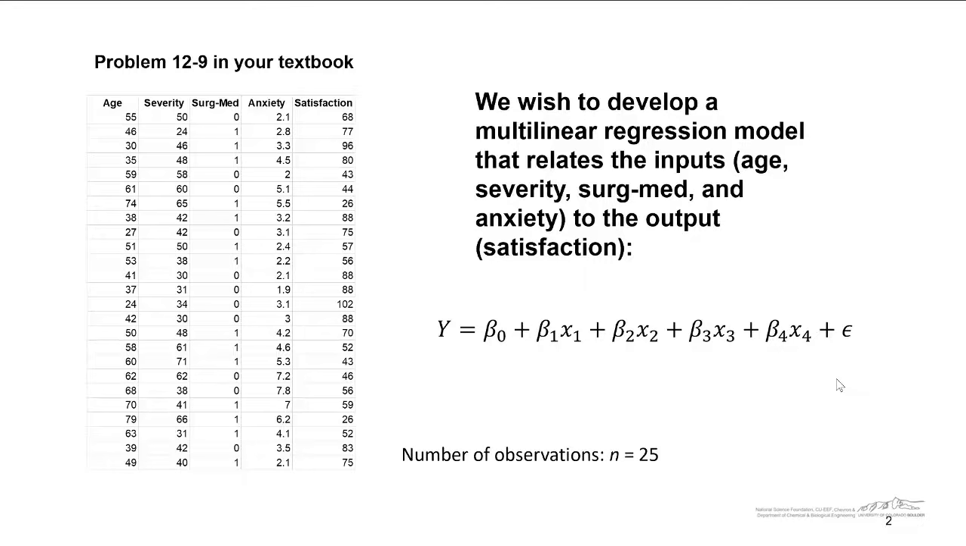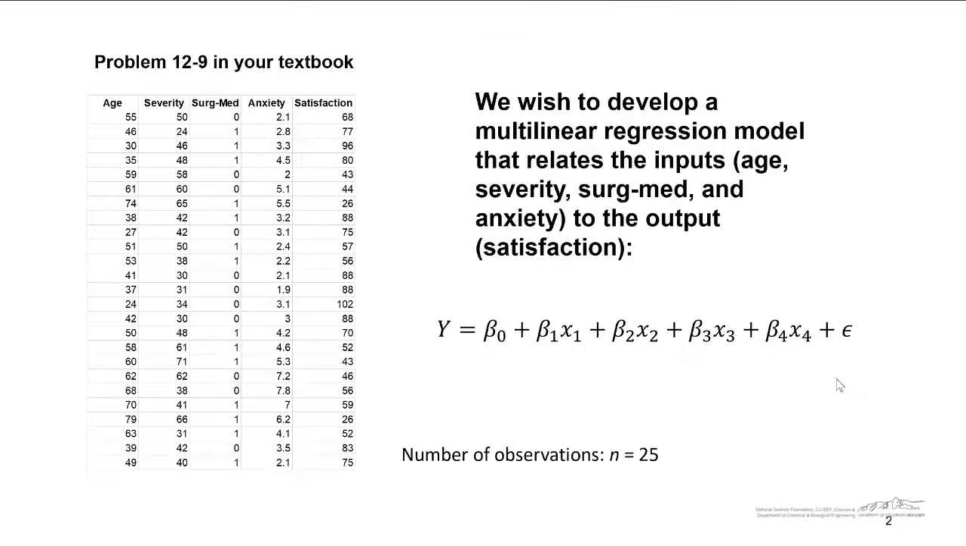We wish to develop a multilinear regression model that relates the inputs. We have age, the severity of the illness, whether or not they had a medical procedure, and anxiety to the output, which is satisfaction. Note that the third column here is something known as a categorical regressor. It's either a 0 or a 1. In regression models, in addition to continuous variables, we can include categorical regressor variables.